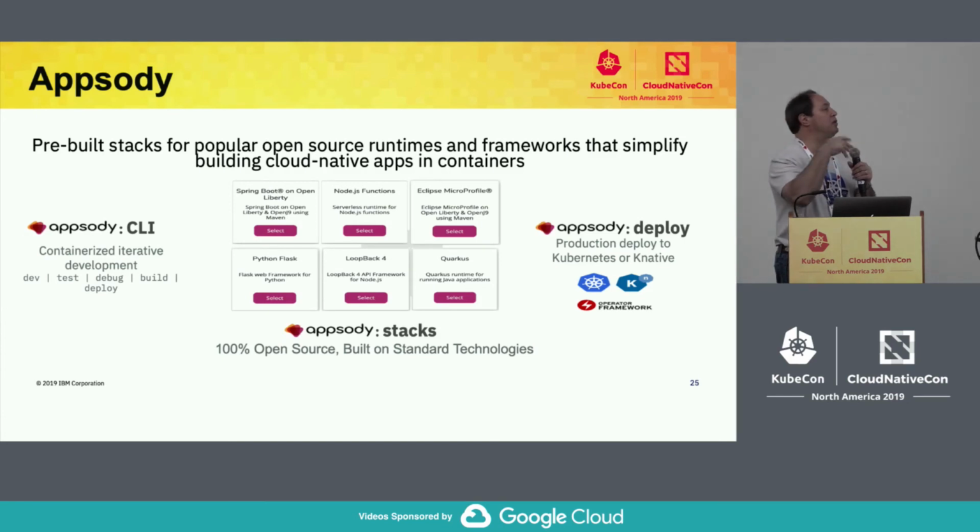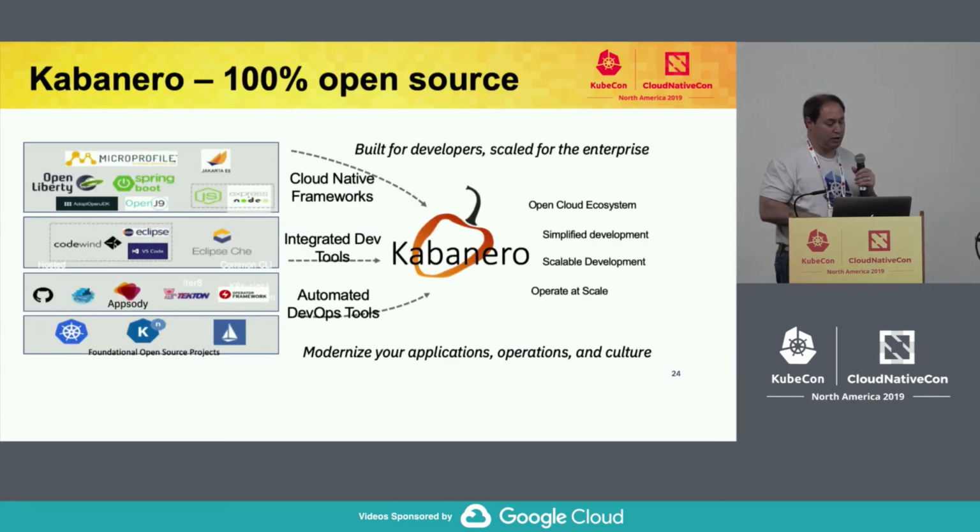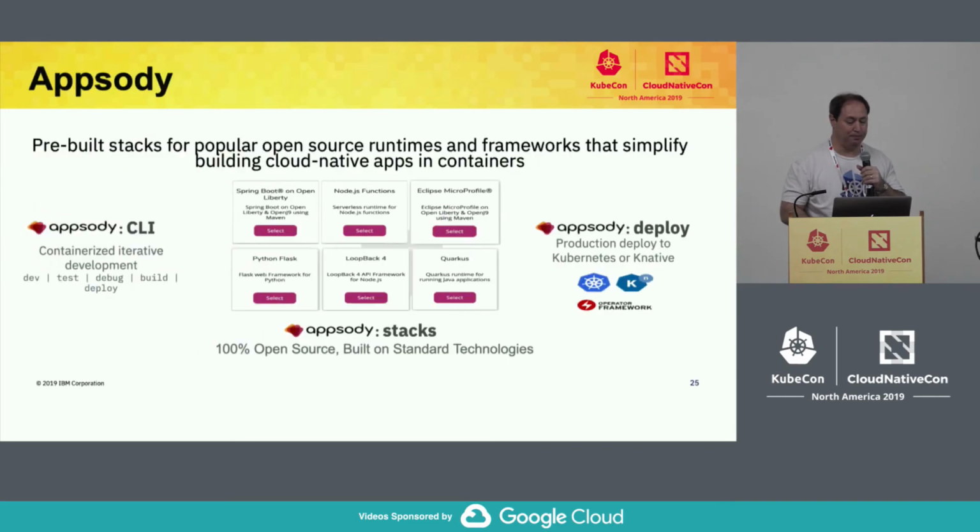And other parts of what was on just the previous chart, we've got integrated development tools. There's a project called CodeWind. It has plugins for both Eclipse and Visual Studio Code. So in your favorite development environments, you've got the ability to start getting some cloud native help to build those applications, get them turned into images and deployed out on your favorite infrastructure, Kubernetes, OpenShift, what have you.